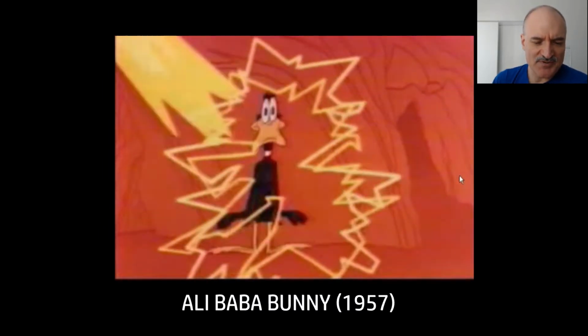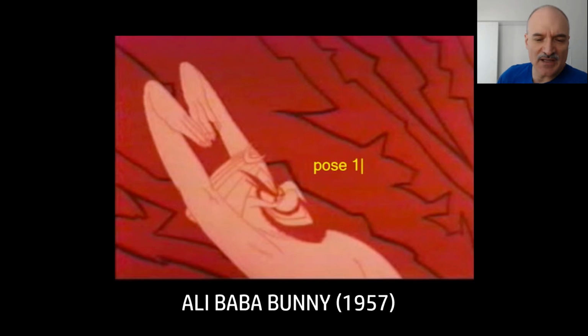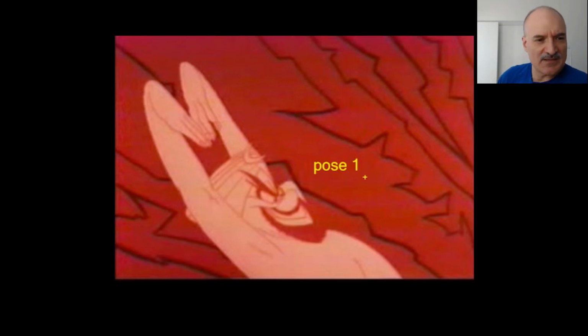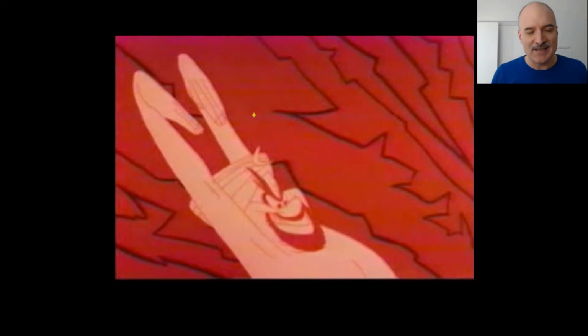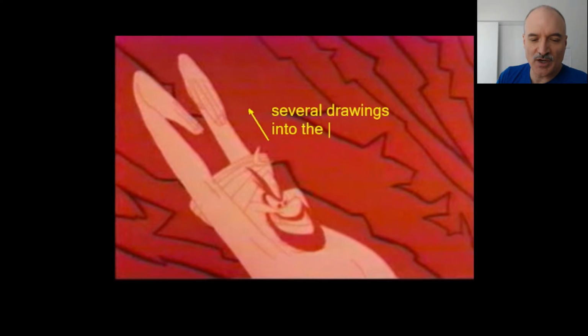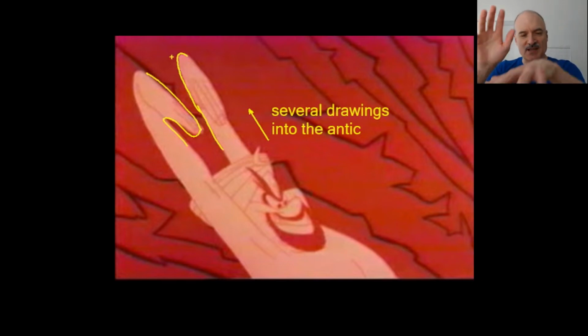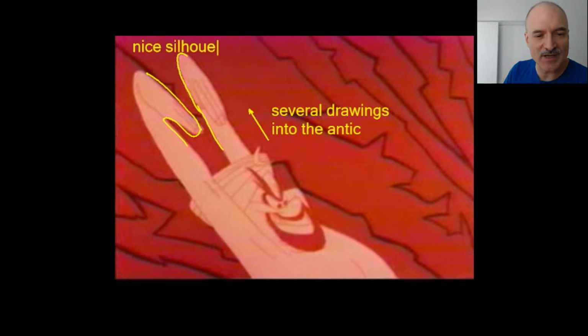So here's some examples of anticipation and overshoot. This is from Alibaba Bunny in 1957. So we've got the genie character here about to zap Daffy Duck, and this is our key. And so in the anticipation there, we're going to take the hands further up, and you can see what we've done here. Not only have we gone in the opposite direction with the arms, not so much the head and the body, but we've accentuated the shape change in the hands here. So we've got a nice silhouette. The hands were overlapping before, and then we opened them up. So we've got more contrast there.